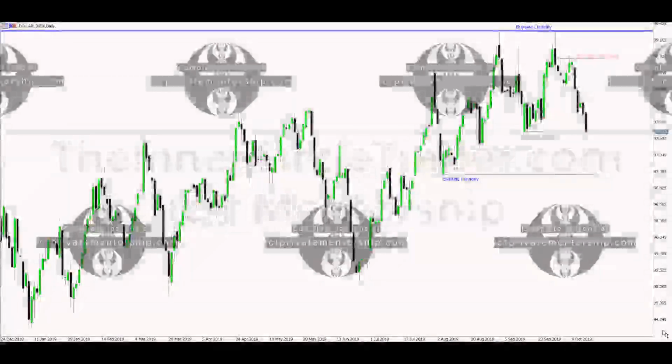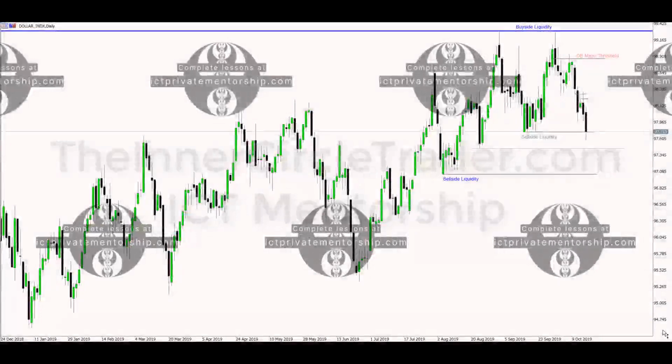Okay, folks, welcome back. It is Wednesday, October 16th, 2019. This is our midweek market review for the ICT mentorship. So we're looking at the dollar index. This is our daily chart.